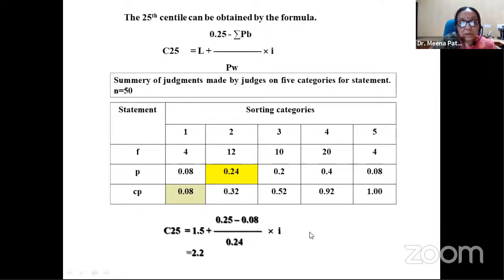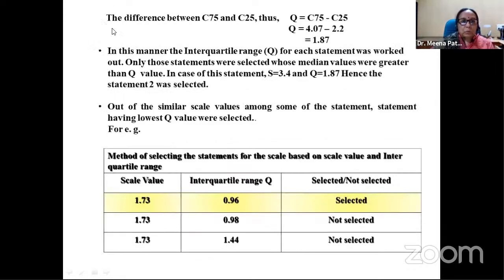So with this we have 3 values. The difference between the 75th centile and the 25th centile is what we measure: 4.07 minus 2.2 is equal to 1.87. This is now the quartile value, and we have calculated the 3.4 scale value. Now, as stated earlier, when a statement has a higher scale value than the quartile value, that statement will be selected. So statement 2 was selected in this case.